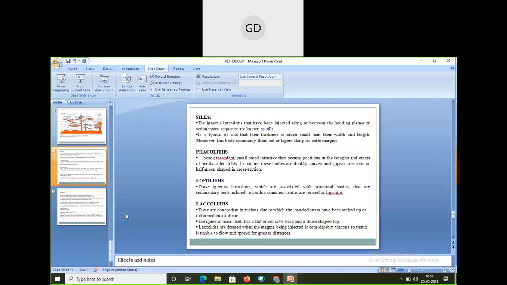I'm not going through that, so that is one easy one. This is all about your igneous rocks. Next class we will be discussing sedimentary rocks.